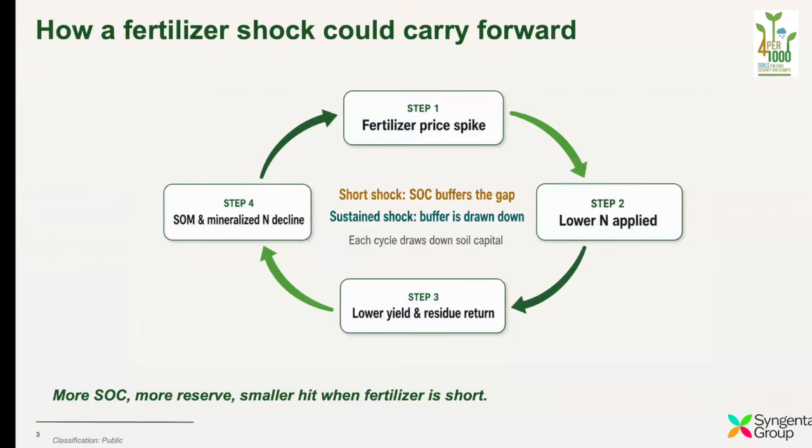So here's the potential mechanism by which a fertilizer shock could have lasting impacts. First, you have fertilizer shock resulting in higher prices, meaning that many farmers are going to apply less nitrogen than they otherwise would. That in turn results in lower crop yields, but also lower crop residue returning to the soil and replenishing the soil organic matter that also supplies a significant amount of the nitrogen to that year's crop. And if we get into that cycle where you have lower yields, lower residue return, and lower replenishment of that soil organic matter, it can create a long-lasting shock.